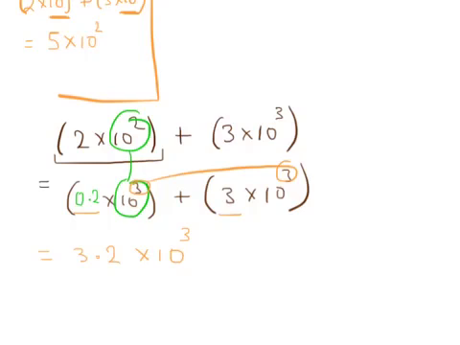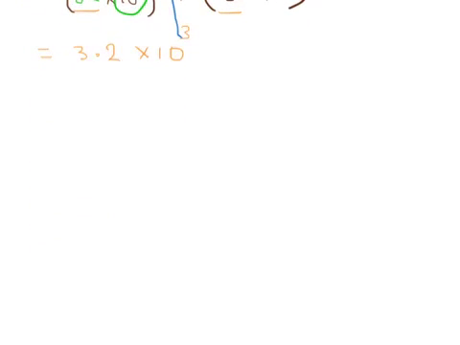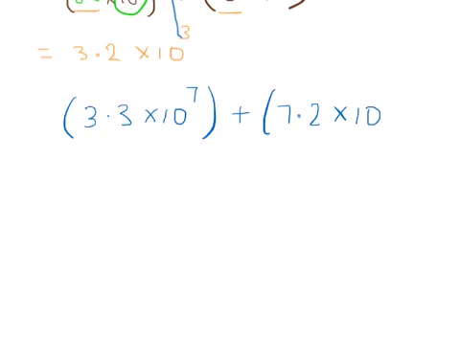Okay, let's do another example. So let's do another example. We're going to add together 3.3 times 10 to the 7, and we're going to add to that 7.2 times 10 to the 6.